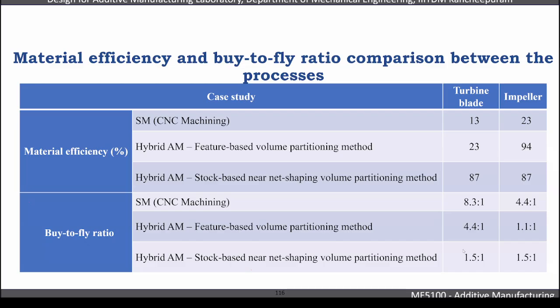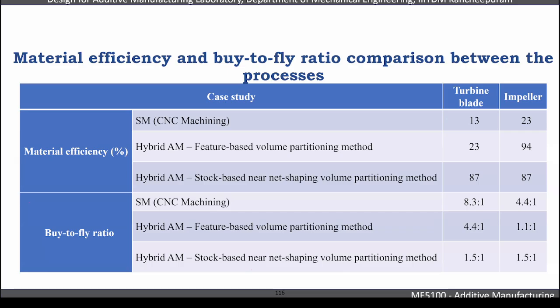The buy-to-fly ratio also, you can see. I showed 8.3 kg in the first slide, so here you can see 8.3 kg of titanium. If you buy it, only 1 kg goes into the final flight part in the turbine blade, right? So here, if you see in hybrid AM, feature-based reduces it to 4.4. But when you do stock-based near net shape, right? So it reduces up to 1.5. That means you only buy 1.5 kg of solid stock material, right?